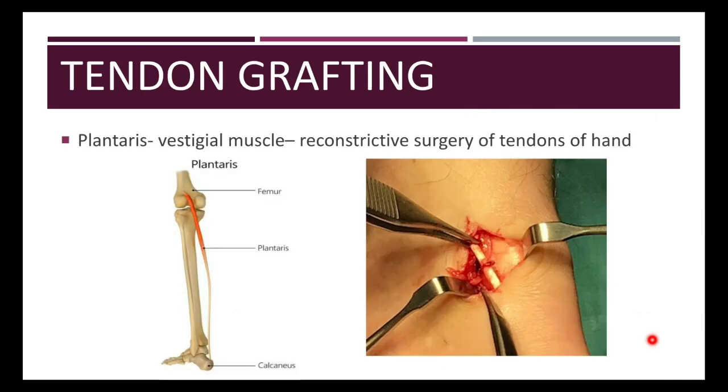Next, we are moving to the clinical anatomy of the back of the leg. Tendon grafting. The plantaris is a vestigial muscle in the human beings and is absent in 5 to 10% of the people. It has insignificant role either as flexor of the knee or as plantar flexor of the ankle. Hence, the tendon of plantaris is used for grafting. For example, in reconstructive surgery of the tendons of the hand. So you can see here, this is your plantaris muscle and the long tendon down here, and this is how this long tendon is removed and used in the surgery, replacing the tendons of hand.